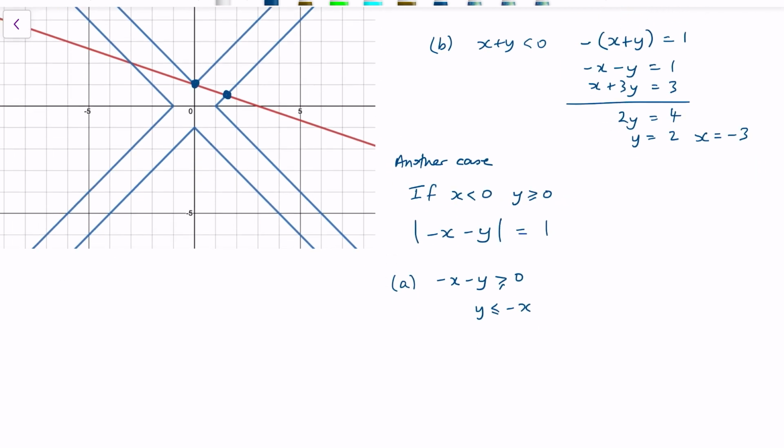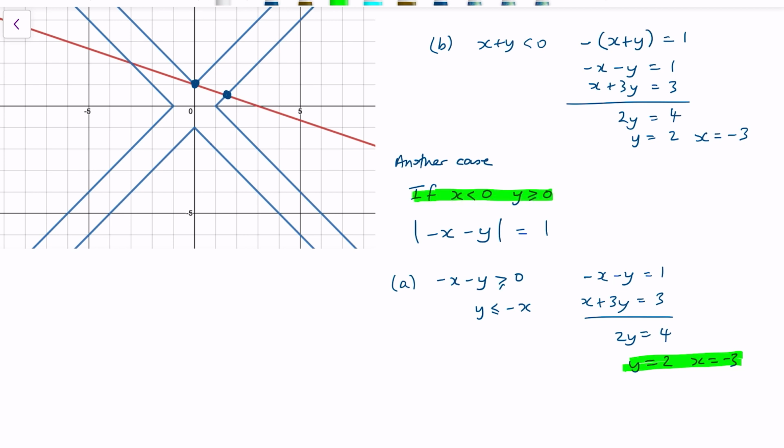Then for the equation, we just get rid of the other absolute value symbols. We're solving minus x minus y equals 1, along with x plus 3y equals 3. Add those equations, 2y equals 4, y is 2, and if y is 2, x is negative 3 again. So we did get that final solution out there, and it does this time satisfy the constraints up here.